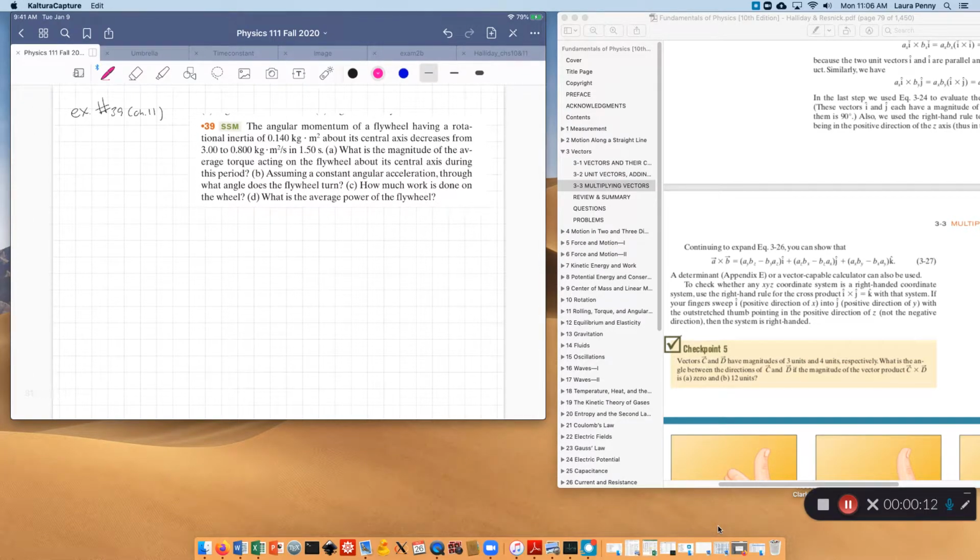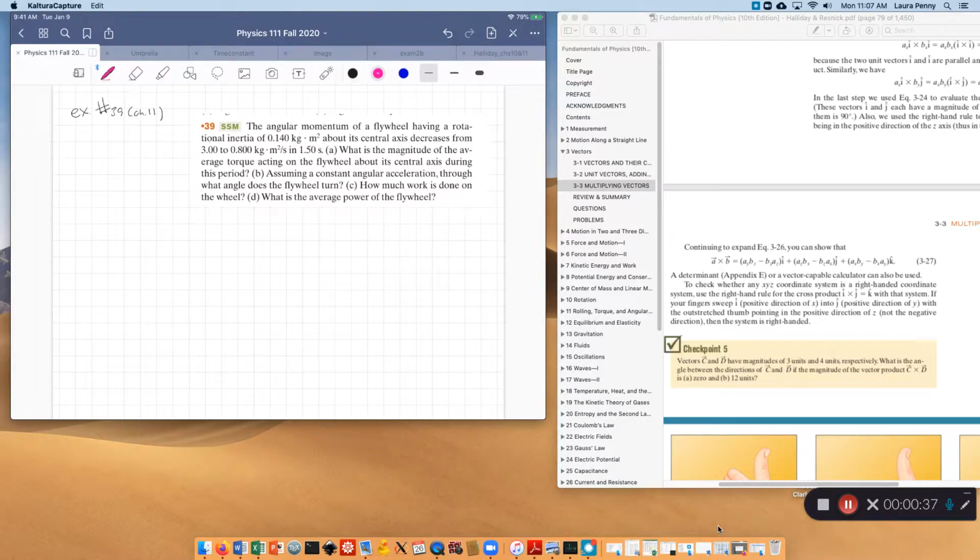So it tells me that the angular momentum of a flywheel having a rotational inertia of 0.140 kilogram meters squared about its central axis decreases from 3 to 0.8 with the correct units in 1.5 seconds. So let's write down what all that means in terms of actual parameters here.